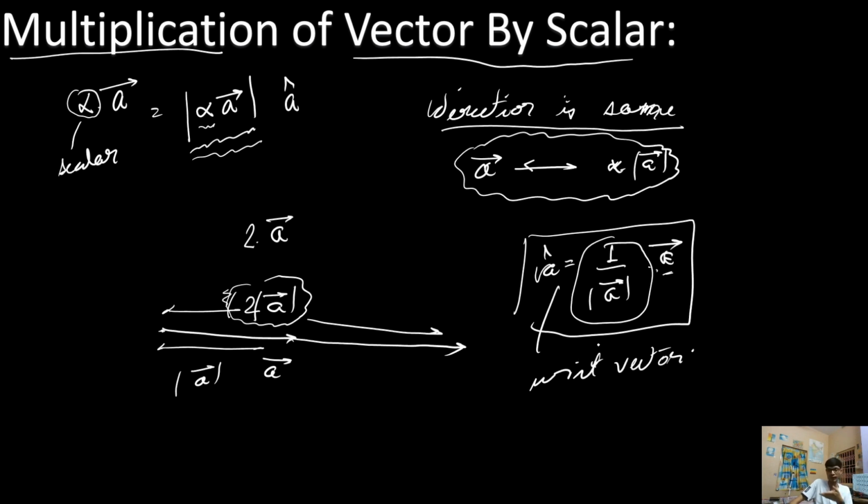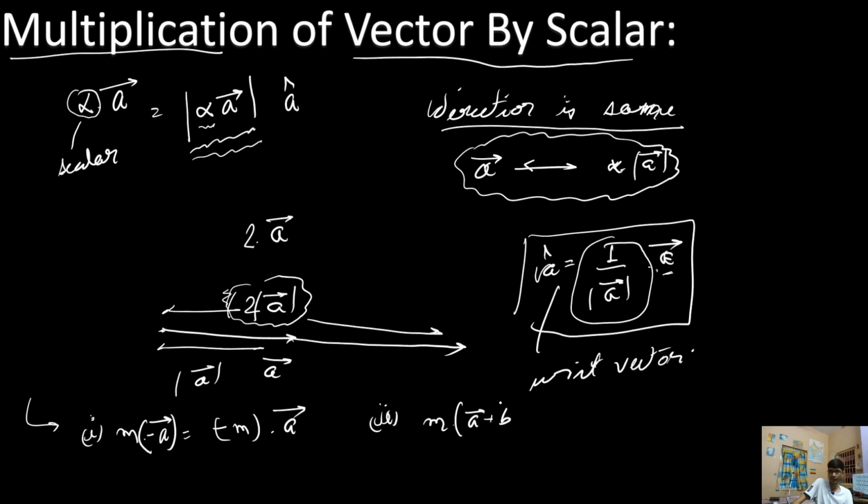Before coming to the end, I also wanted to discuss some properties of multiplication of vectors. Multiplication of a vector by a scalar follows the same properties which real numbers follow. If I have the negative of this vector and I multiply a scalar, this is the same as multiplying the negative of the scalar to the vector A. Similarly, I can write an important result: m into (A plus B) can also be written as m times A plus m times B. This property is known as the distributive property.